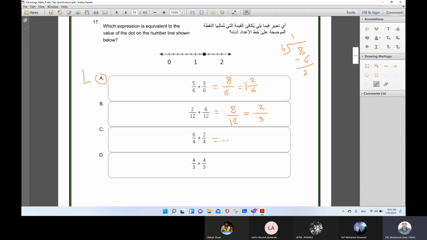And this value here, 6 plus 2, 8, and over 4. 8 over 4, 8 divided by 4 means equal to 2. Then here 4 plus 4 will be 8 over 3. We can find the mixed number here. 8 divided by 3 will be 2. 2 times 3, 6. 8 minus 6 will be 2. So the answer will be 2 and 2 over 3.